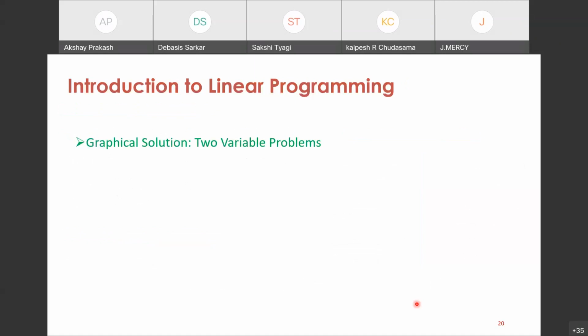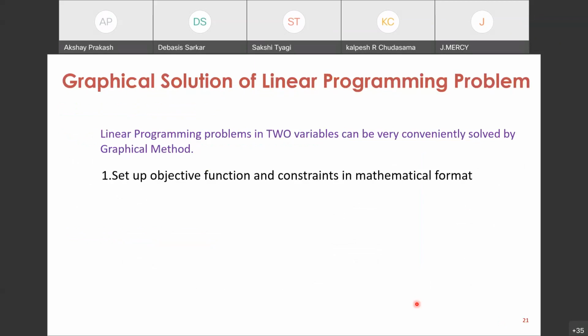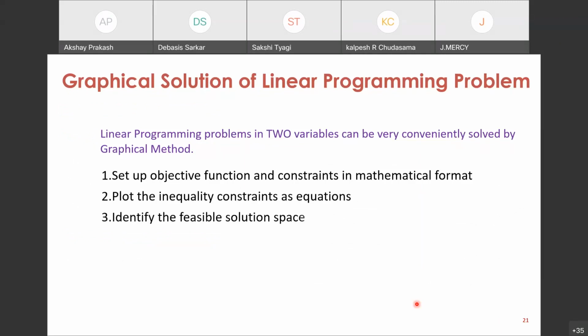Okay, so now let us look at graphical solutions. A graphical solution is limited to 2 variables only. To solve a 2-variable linear programming problem graphically, of course, you must set up the objective function and constraints in mathematical format. Then plot the inequality constraints as equations. I'll show you how to do that. Identify the feasible solution space, that means the domain over which x1 and x2 will lie, the feasible region for x1 and x2.